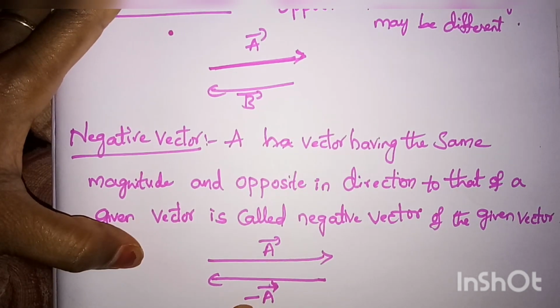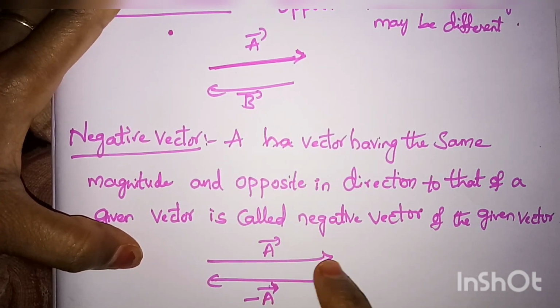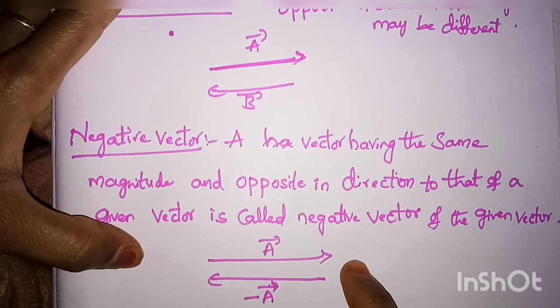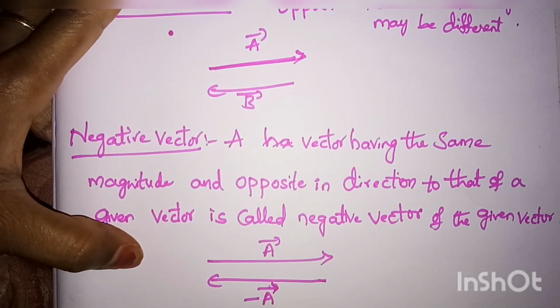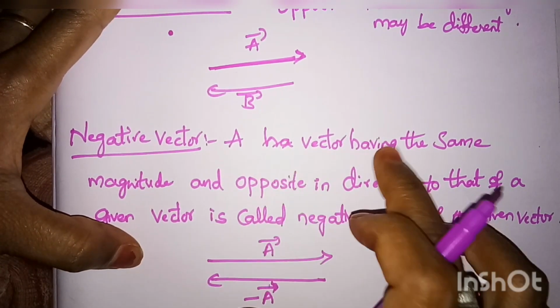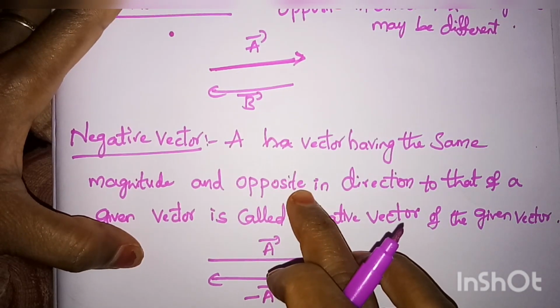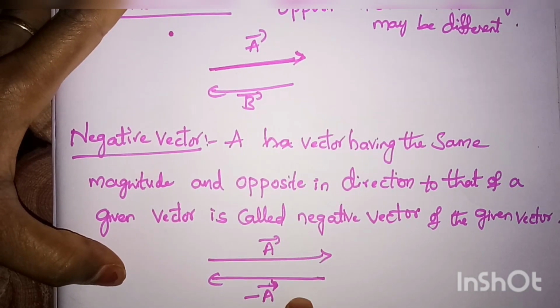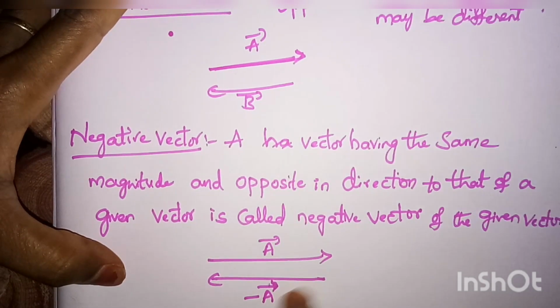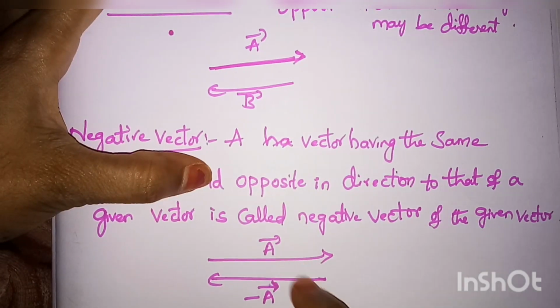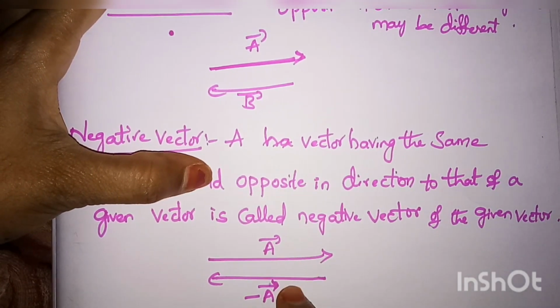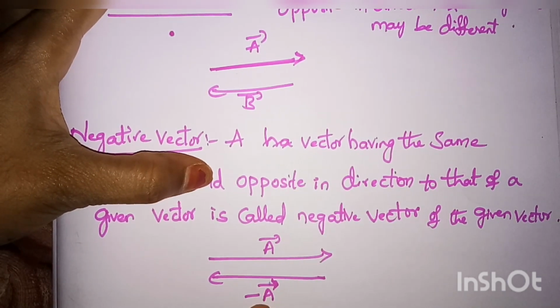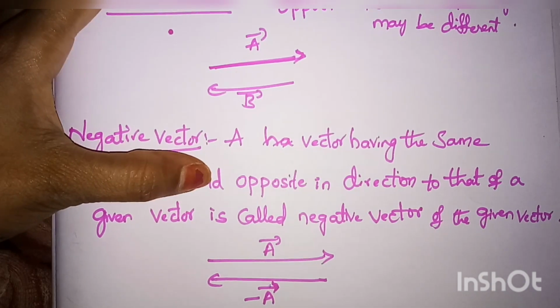A negative vector is denoted by minus a bar. So we are given a bar in the forward direction, but that vector is moving in the opposite direction to the given vector. That we call a negative vector. It is a vector having the same magnitude and opposite in direction to that of the given vector. So the vector should have the same magnitude, but it is moving opposite to the given vector. So we call it a negative vector.